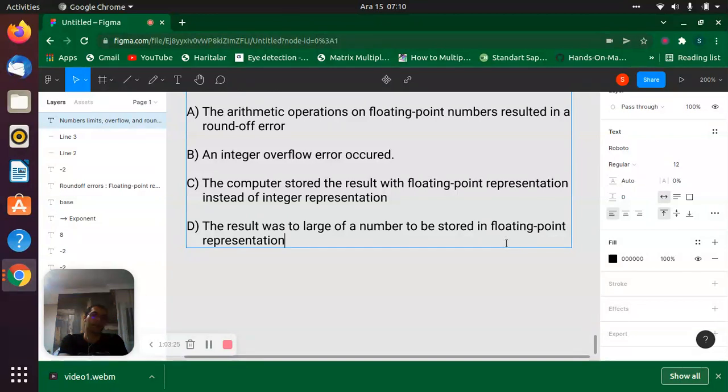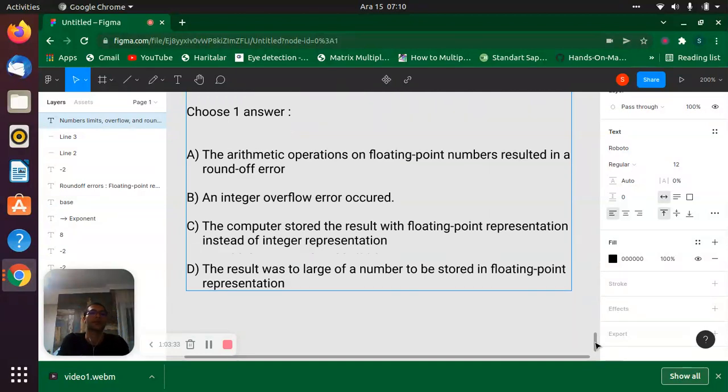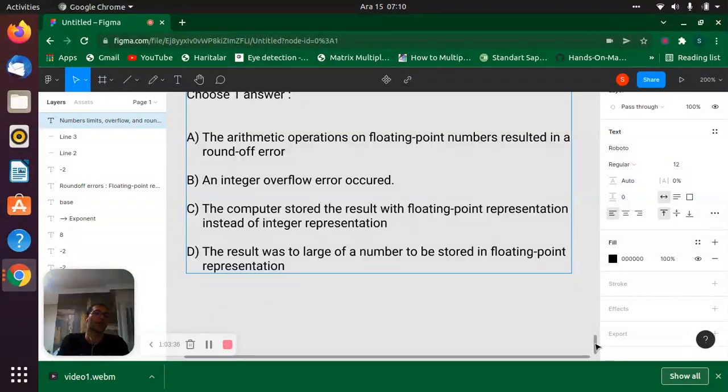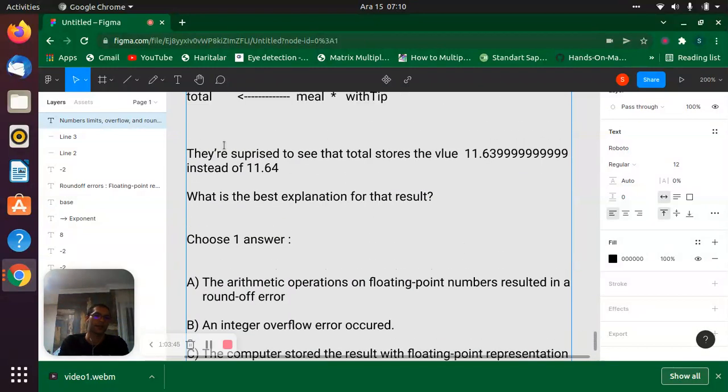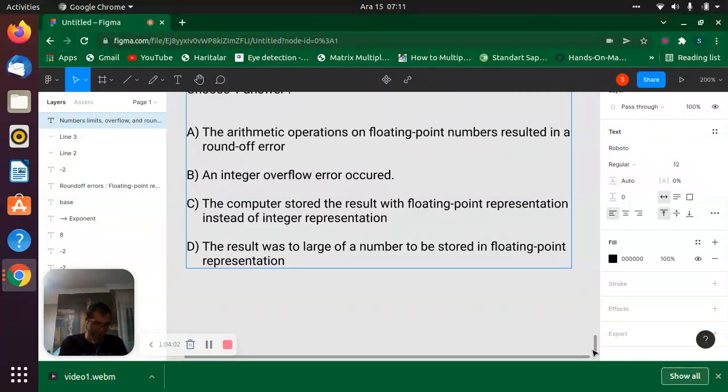Yes, but our best explanation is the first one: the arithmetic operations on floating point numbers result in a round of error. The key point is round of error, okay? Because the problem here, I showed you, we want 11.64 and whatever number goes all the way like that. So it's not the true value. But I told you the computer cannot represent everything well. It's all about precision, okay? The problem here is about that.